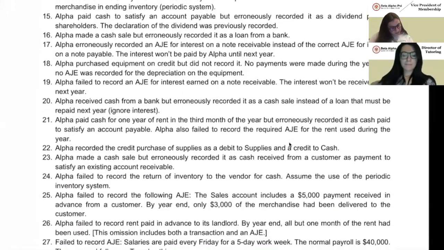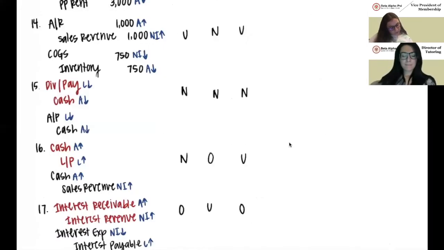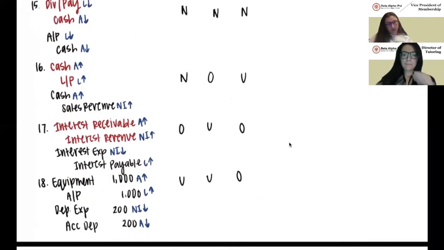Number 16, Alpha made a cash sale but recorded it as a loan from a bank. So they recorded it as if they got money from a bank. So they debited cash, which would have increased their assets, and they credited loans payable, which did increase their liabilities. What they should have done, because they had a cash sale, they should have debited cash, which they did, but they should have done a credit to sales revenue, which would have increased their net income.